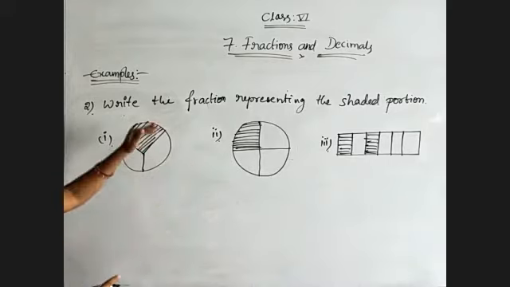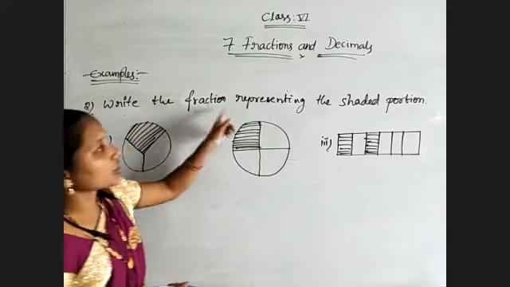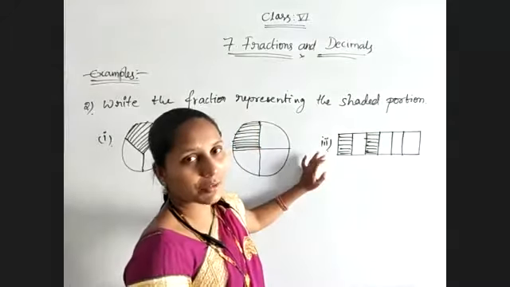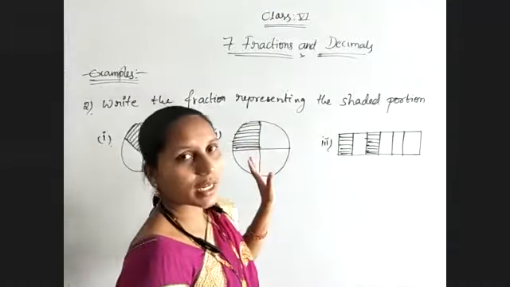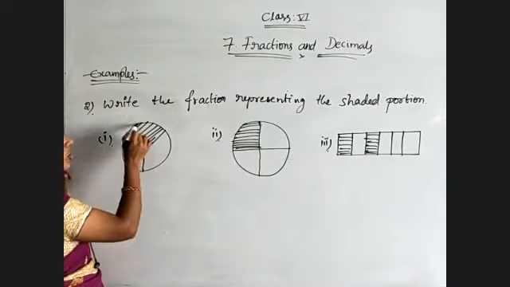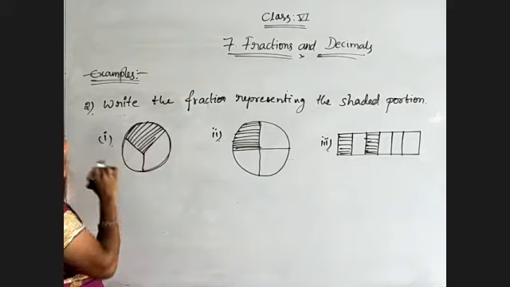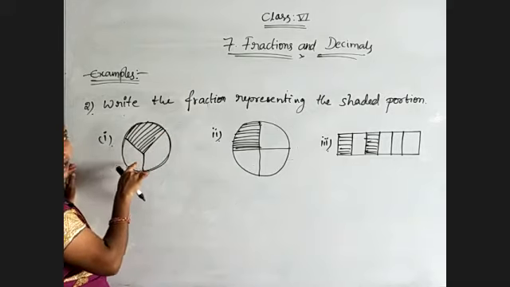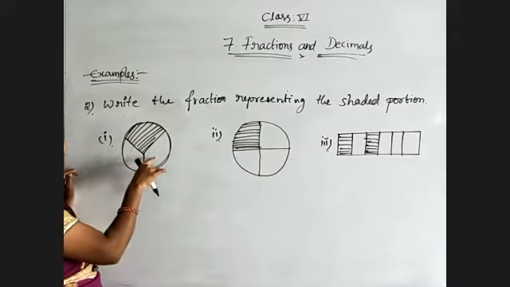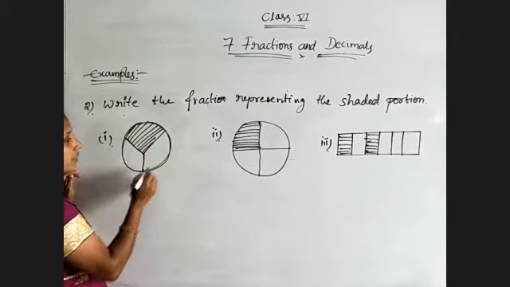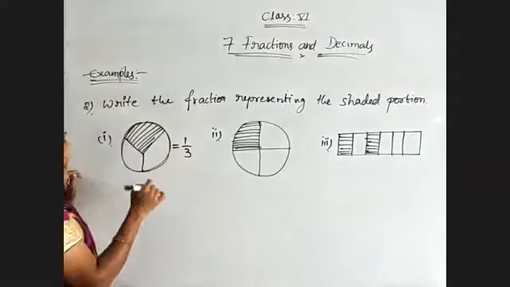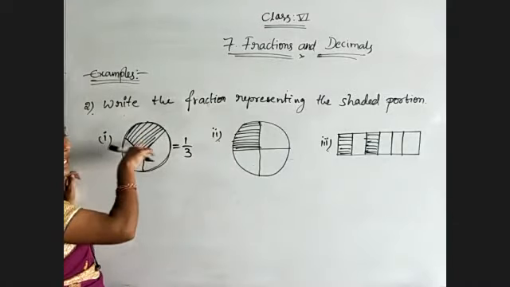So remember, read the question correctly. Write the fraction representing the shaded portion. For the shaded portion, we need to write the fraction. For the unshaded portion also we can write, but here they are asking for the shaded portion. Now observe this. Here total how many equal parts are there? First of all, observe the given picture. Only one part shaded out of 1, 2, 3 equal parts. Okay, means the fraction represented by this picture is 1 by 3. One part selected out of 3 equal parts.